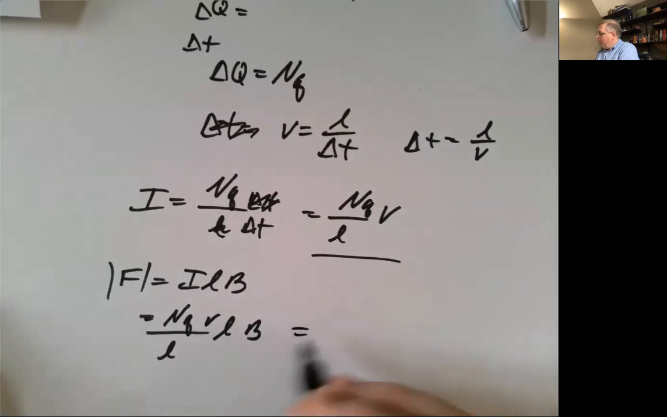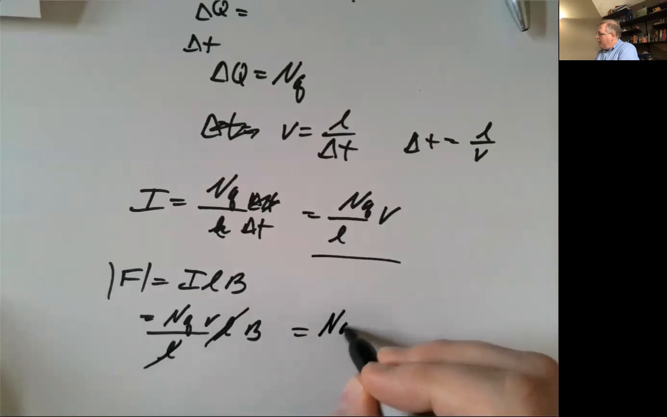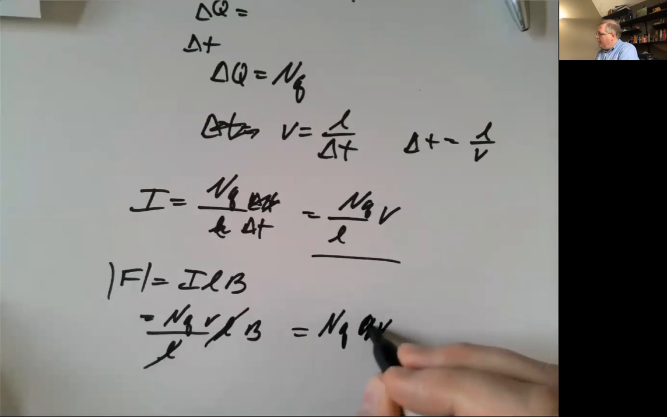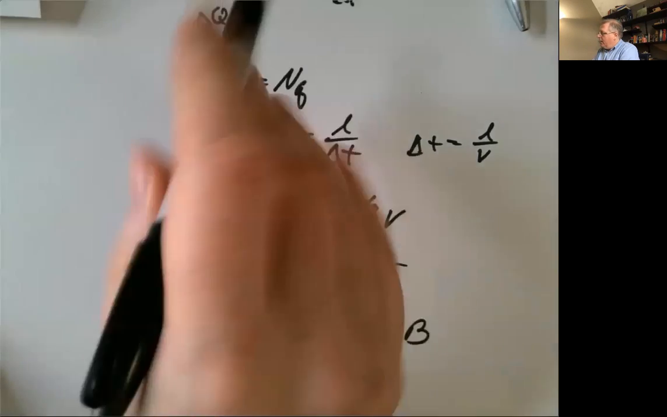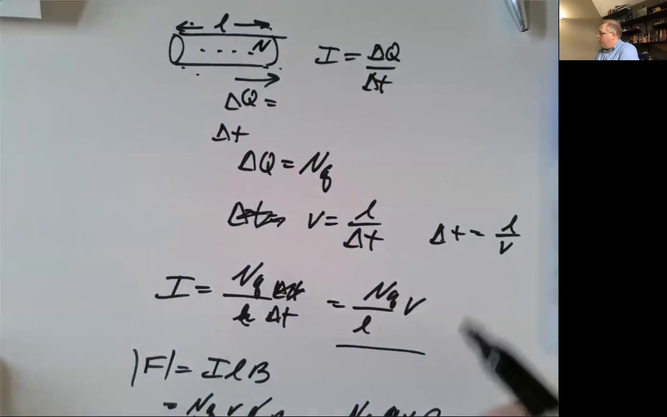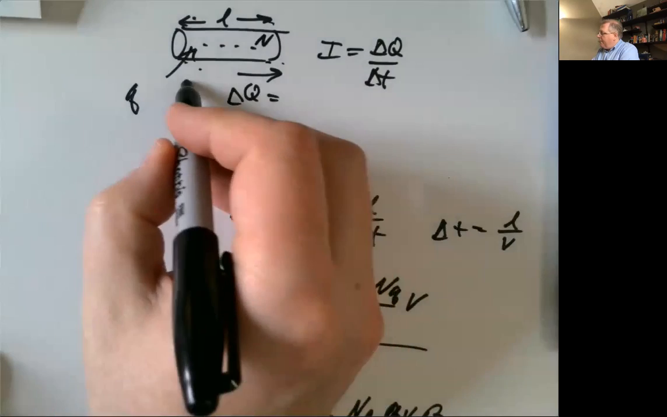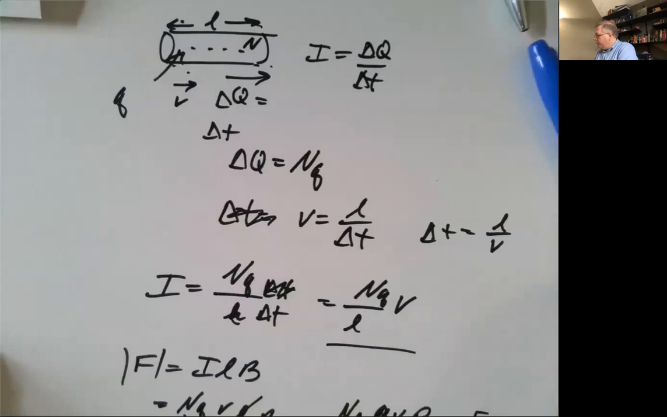Okay, if I do that, those L's cancel, and I'm left with N Q V times B. So I'm left with the N and the Q. This is how many little guys I've got in my tube. I've got N little guys in my tube. Each one has got charge little q. Each one is moving at velocity v, and B is the size of my magnetic field. And this tells me the total force on the whole thing, right?